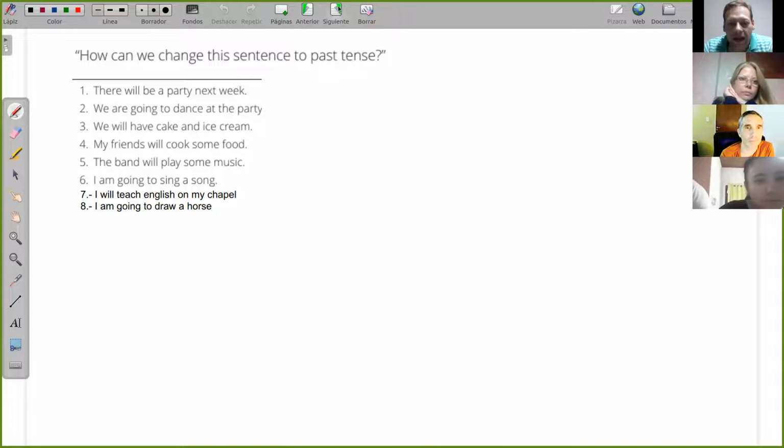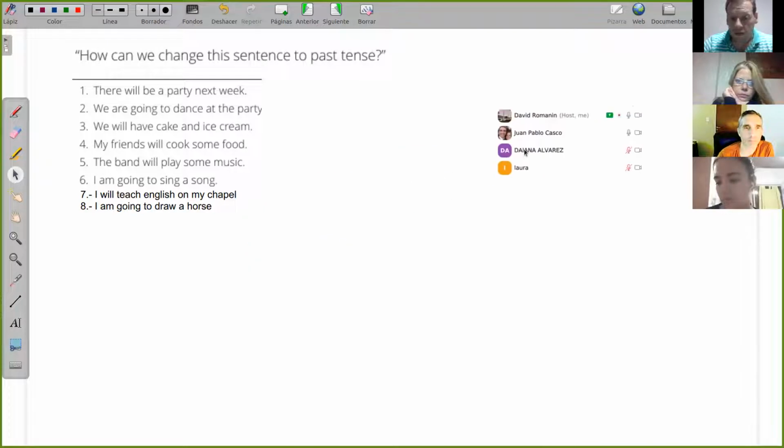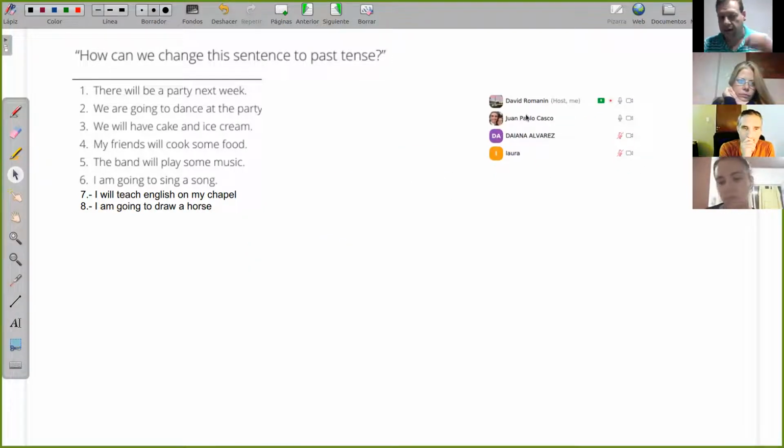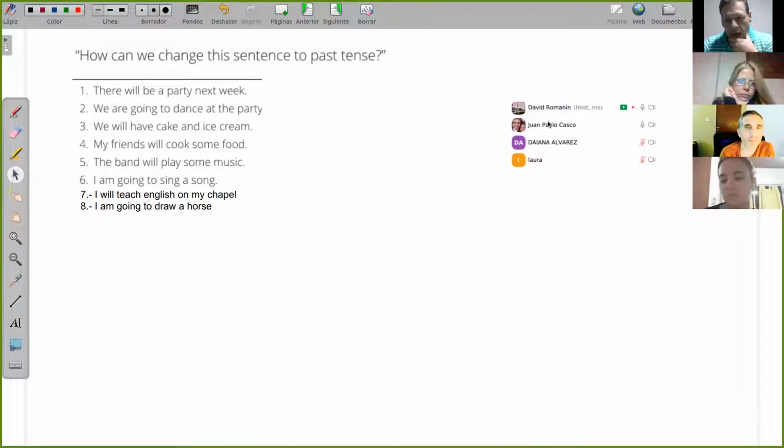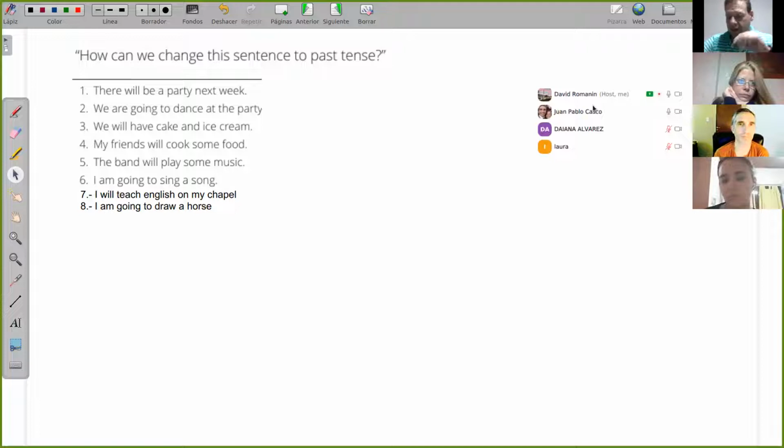So let's practice a last exercise for today. How can we change this sentence to the past tense? So we have some present tense or future tense sentences, and we want them to change to the past form, to the past tense, okay? And I want you to work like this. The first one will read this sentence, okay? And the next one is going to change it to the past tense.